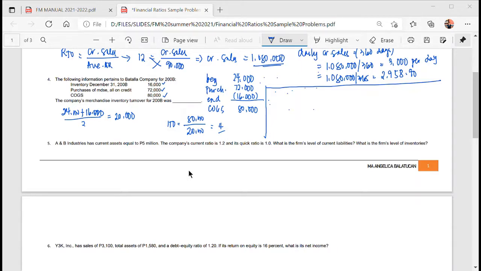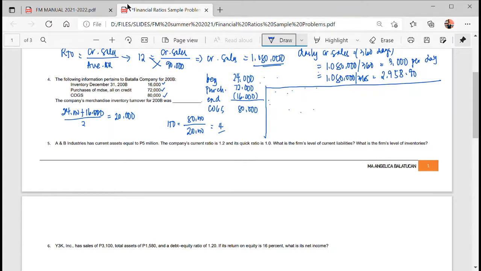Okay, we have... According to the ratio, you have some answers here. The current ratio is current assets over current liabilities. Then you have... okay, that's correct. So we will use the formula here for the current ratio.